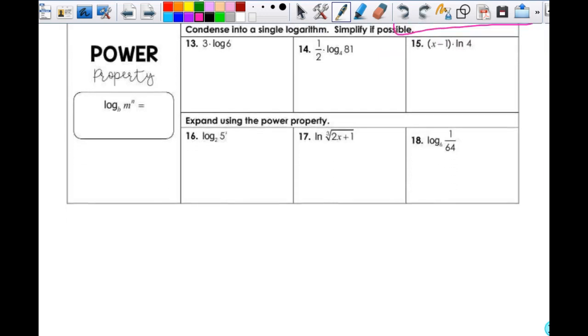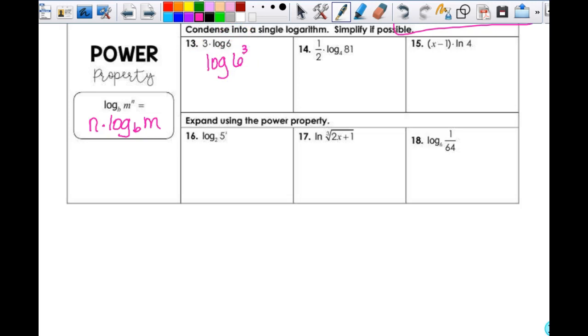All right, so now our power property. So the power property, log base b of m to the n power, is going to give me n log base b of m, right? So to condense these into a single logarithm and then simplify if possible. Since this is being multiplied out front, it can come up and become an exponent. So this becomes log of 6 cubed.